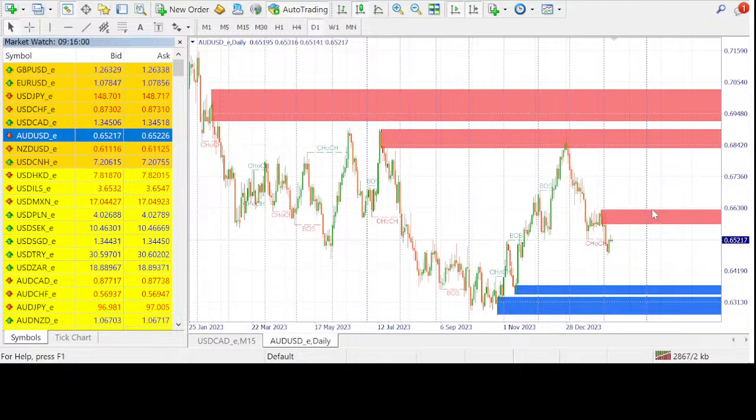But first, the price needs to either hit this zone or hit this zone or hit the other one we have at the very top. So basically, that should be my opinion on those instruments.